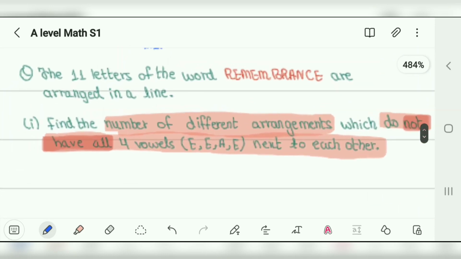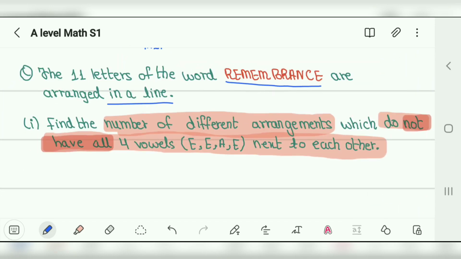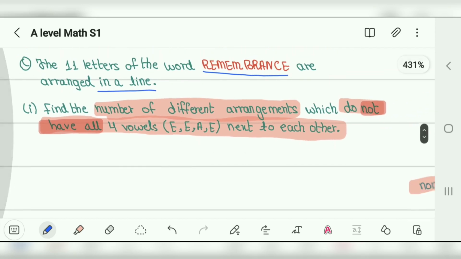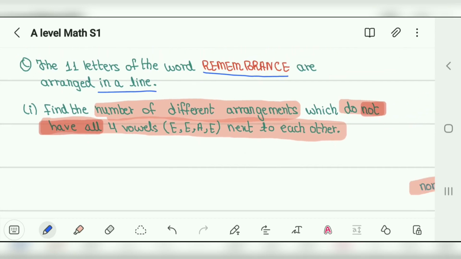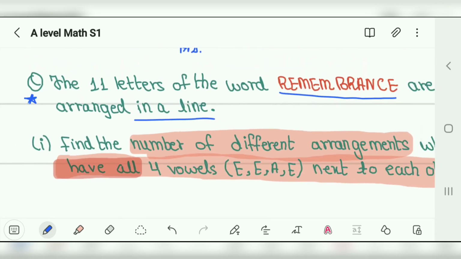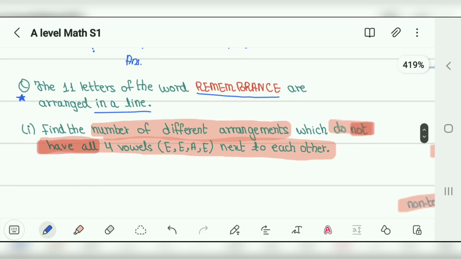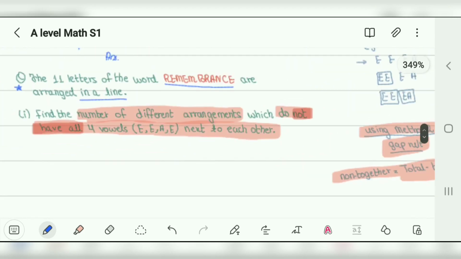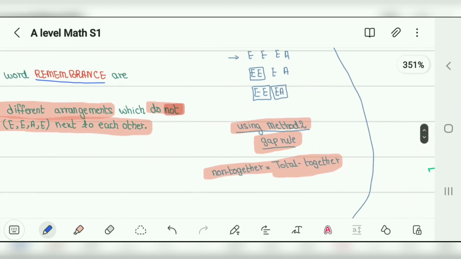Okay, another question. The 11 letters of the word REMEMBRANCE are arranged in a line. Find the number of different arrangements which do not have all 4 vowels next to each other. This type of question is very, very tricky. I have put it in my video because it was very tricky for me, and I think it will be hard for you to solve if you don't understand how to solve this.